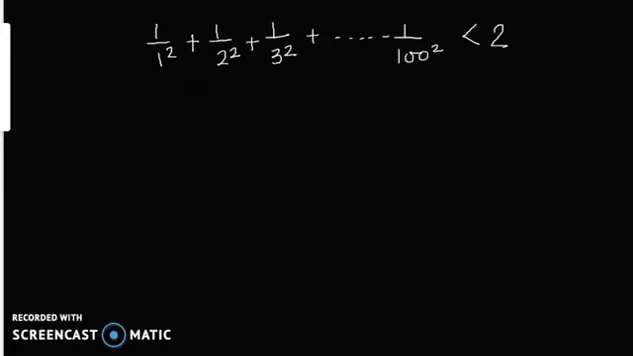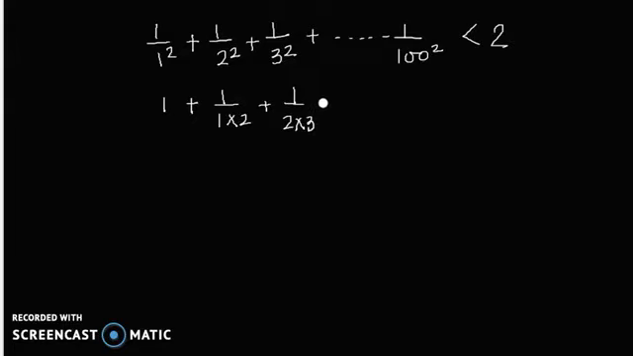As you can see, 1 by 1 square plus 1 by 2 square plus 1 by 3 square dot dot 1 by 100 square is less than 2 that we are required to prove. Now first term is 1 by 1, that is 1. Second term is 1 by 2 square, which is less than 1 by 1 times 2. Similarly, third term is also less than 1 by 2 times 3.